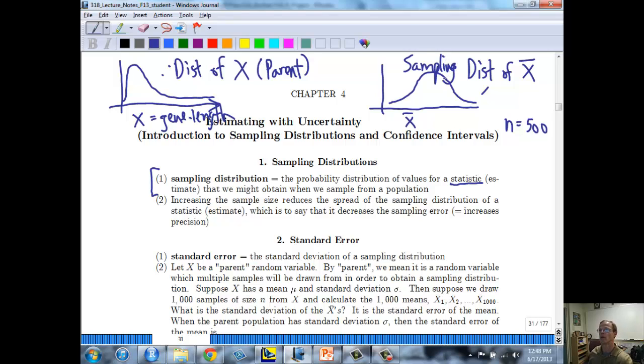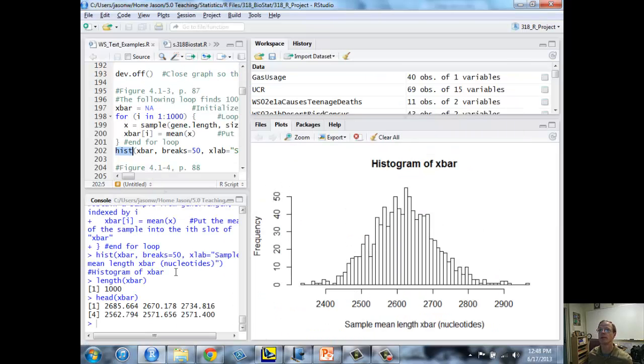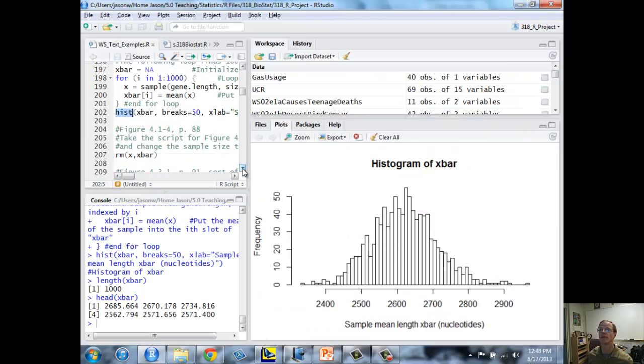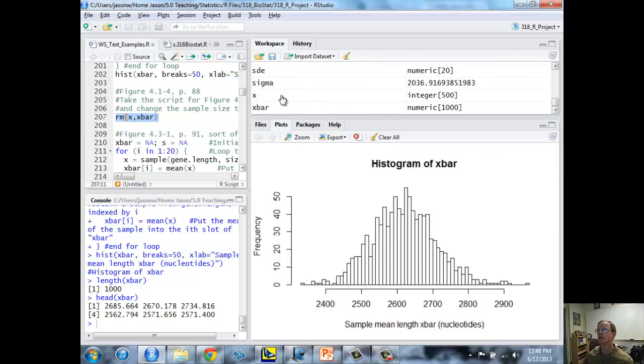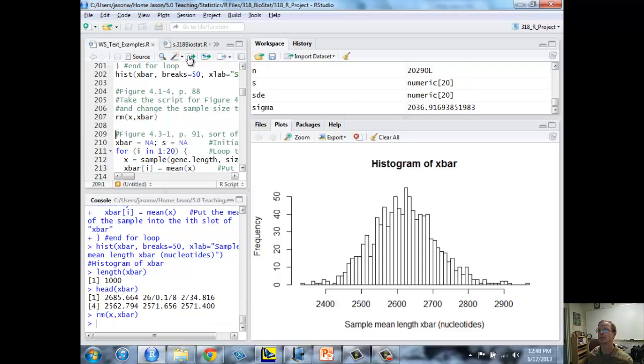Okay, now that covers that part. Let's see what else I have here. Okay, so I have a cleanup command, remove X and X bar. It's a good idea to do that. If you notice here, here's X and X bar. If I click this, boom, they're gone. Okay, just cleaning things up.